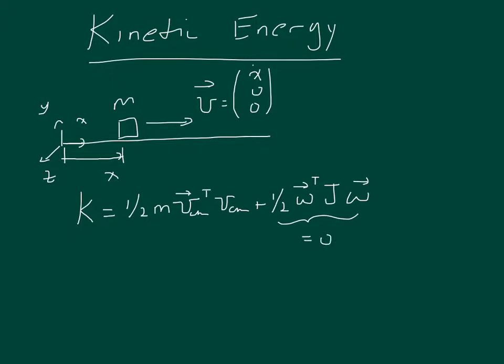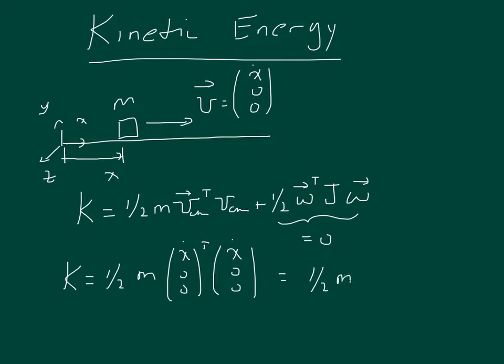And so the total kinetic energy then is going to be 1/2 m times the velocity vector x dot, 0, 0 transpose times x dot, 0, 0, which is equal to 1/2 mass x dot squared. So the total kinetic energy is given by this formula, which should be familiar from high school physics.